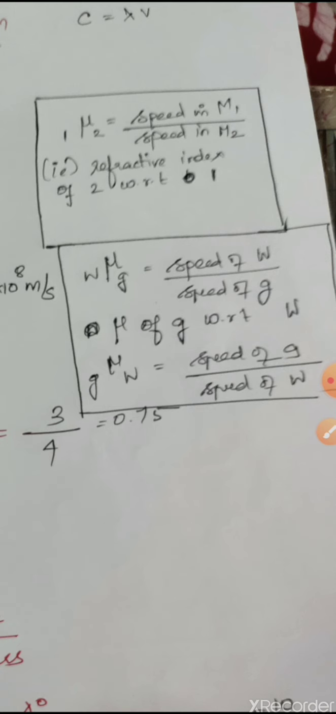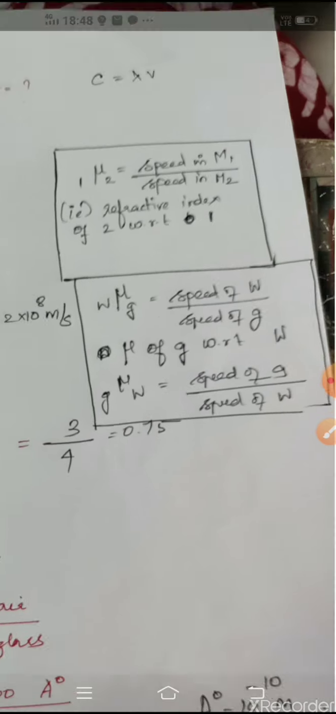So the meaning goes in a reverse way. Refractive index of 2 with respect to 1, and the formula is speed in medium 1 divided by speed in medium 2. You can use that formula, or else instead of speed you can also use wavelength. Now recollect your formula for speed and wavelength.